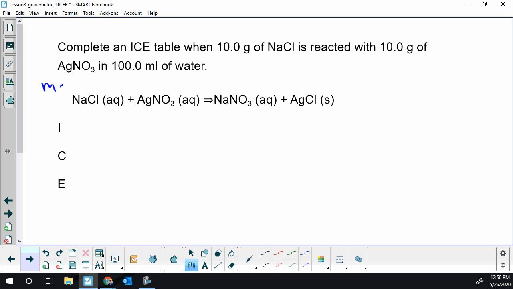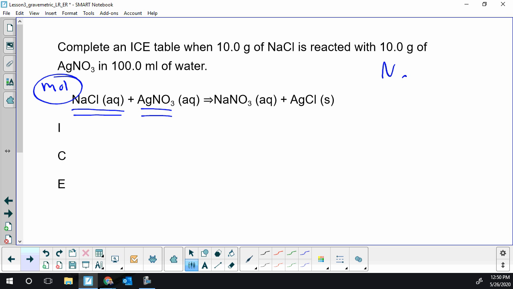Okay, now I'm going to write everything in my ICE table in moles. I tend to run out of room, so I'm just going to label my units next to my ICE table and leave them out, and then everything will fit in the columns nicely. Okay, so sodium chloride, I need to know how many moles is there, and then I'll have to figure out silver chloride. So I'm going to do some mole calculations.